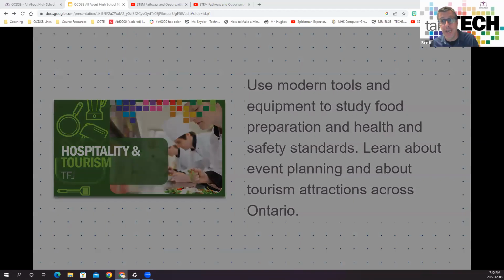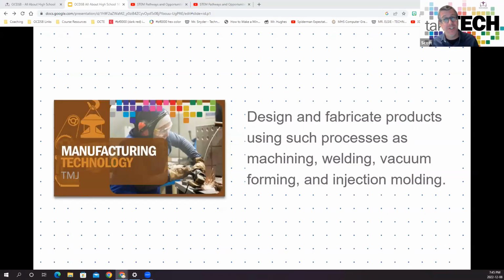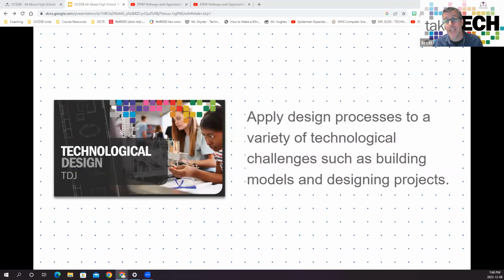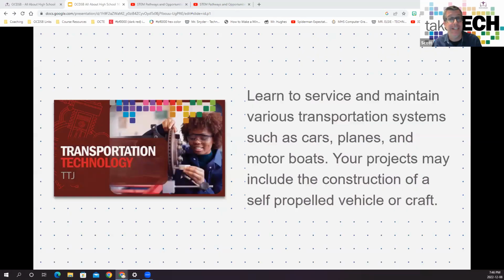That's your TFJ. Manufacturing technology. So now you're getting into like CNC work, and you're creating, working with metal, all those sorts of things, and combining technology as well. And then the final two more, my apologies, TGJ, which is your design technology, and that is your drafting. And then finally, you have TTJ, which is your transportation technology.